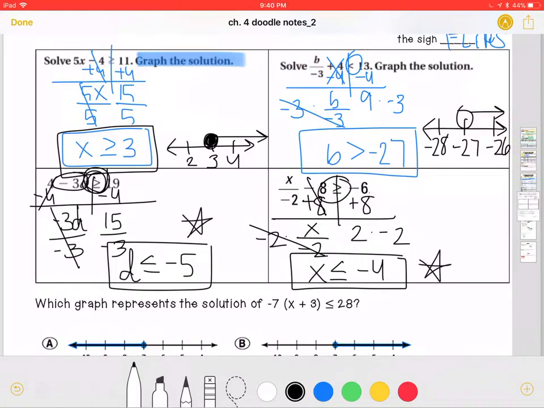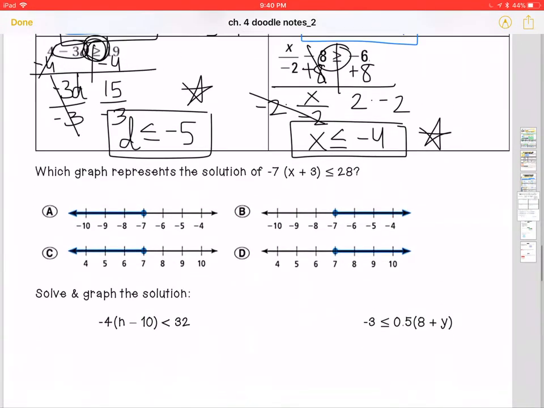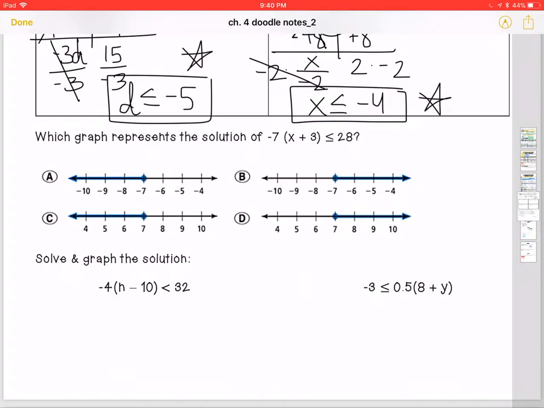Otherwise, we can keep moving along. Last one here on this page. Which graph represents, oh, just kidding, not the last one. Which graph represents the solution of -7(x + 3) ≤ 28?